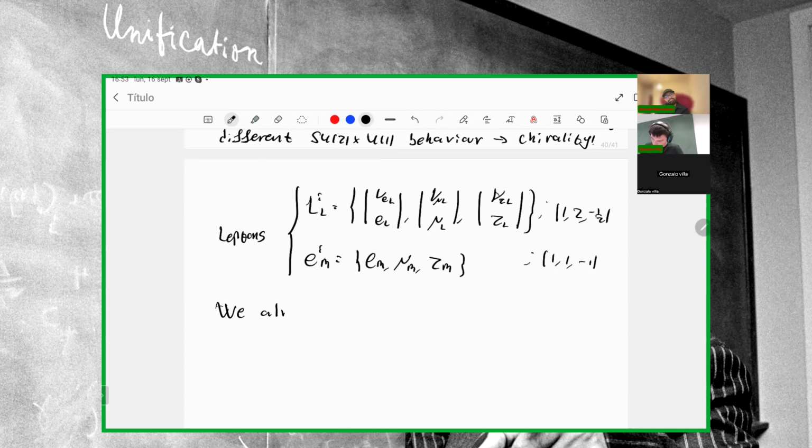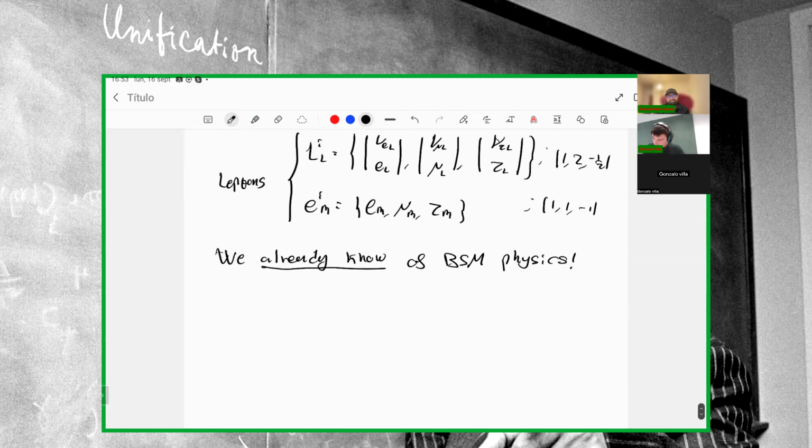Let me just point out that we already know of beyond the standard model physics. Because the standard model as originally formulated does not have mass terms for neutrinos. However, neutrinos are measured to have masses. So neutrinos have a mass, and this is not explained by the standard model. This is actually not allowed in the standard model.